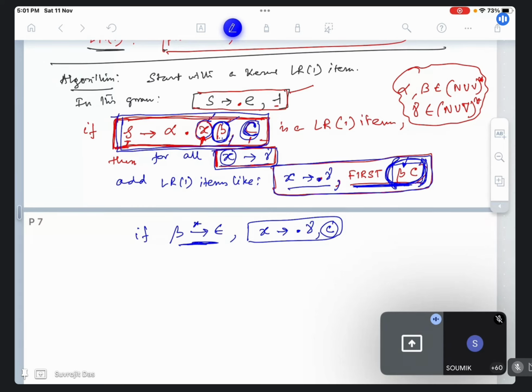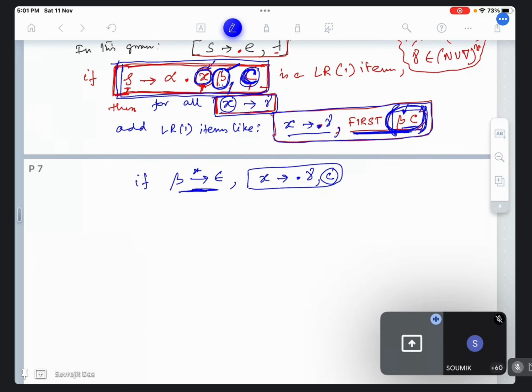Because in the previous LR1 item, you see that first of beta contains all symbols with which beta can start with. So those are the symbols that can follow X, fine. But C is also one symbol that was following X, right? So we want to include that symbol that can follow X. So let us see an example.